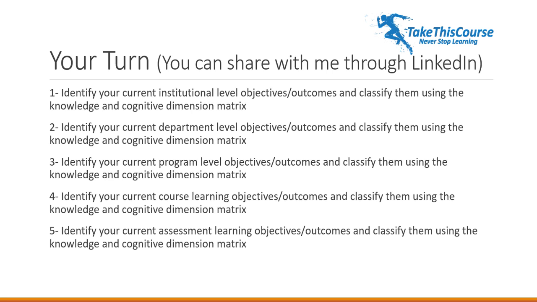Then the second thing, if you have a department, and most of the time we have departments at many different places, if you don't, then you can go with the next step onto the program level. But if you have department level objectives, then what do you want to achieve? Institutional level will be the broader, second will be the department, and this department level objective will be mapped up with your institutional level objective, and you have to classify them using the knowledge and cognitive dimension.